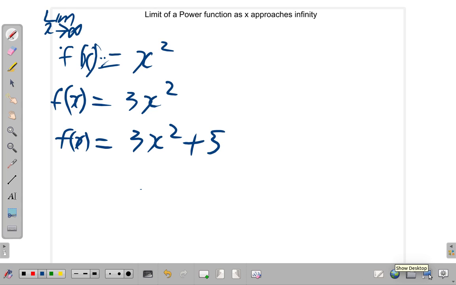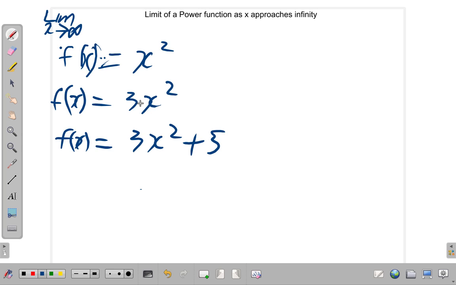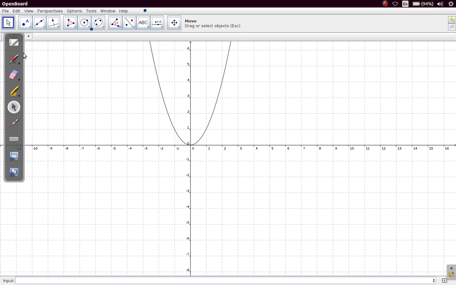Let's look at the graph. y equals x squared, or f of x equals x squared, x to the power of 2. As x tends to infinity, the value of the graph also tends to infinity. Let's look at another one. You could see that as x gets larger, the value of f of x will get larger too, but we want to look at the curve and the general behavior.